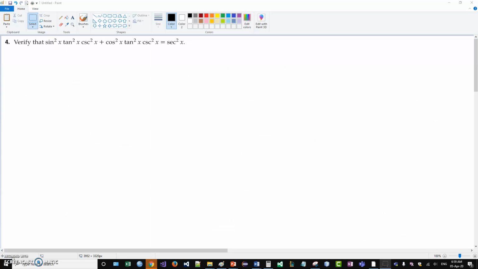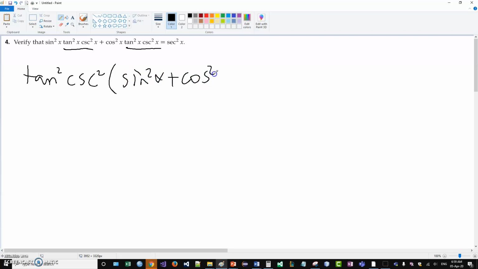Verify that sine square x tangent square x cosecant square x plus cosine square x tangent square x cosecant square x equals secant square x. Now we're going to use factoring to do this. As you can see right here we have a common factor. Let's take that outside: tangent square x cosecant square x into sine square x plus cosine square x. This is one Pythagorean identity.